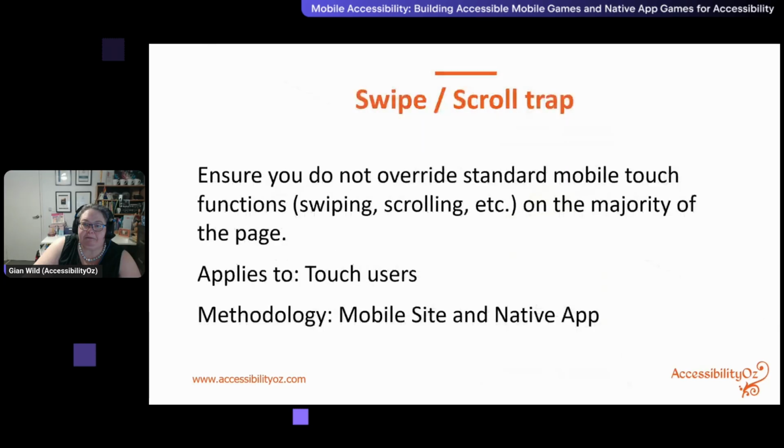So the swipe scroll trap is: ensure you do not override standard mobile touch functions, swiping, scrolling, etc., on the majority of the page. So this applies to touch users, and the mobile methodology is mobile site and native app.